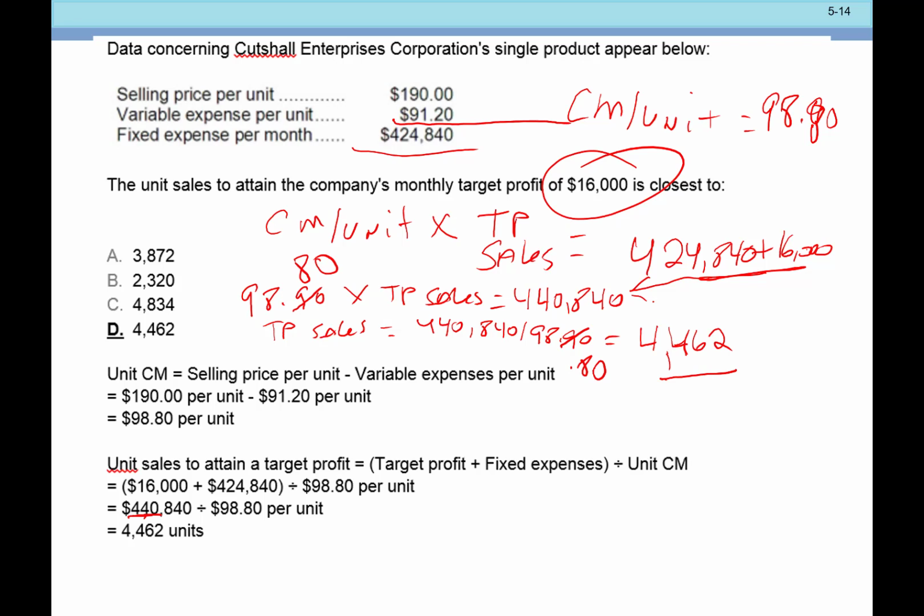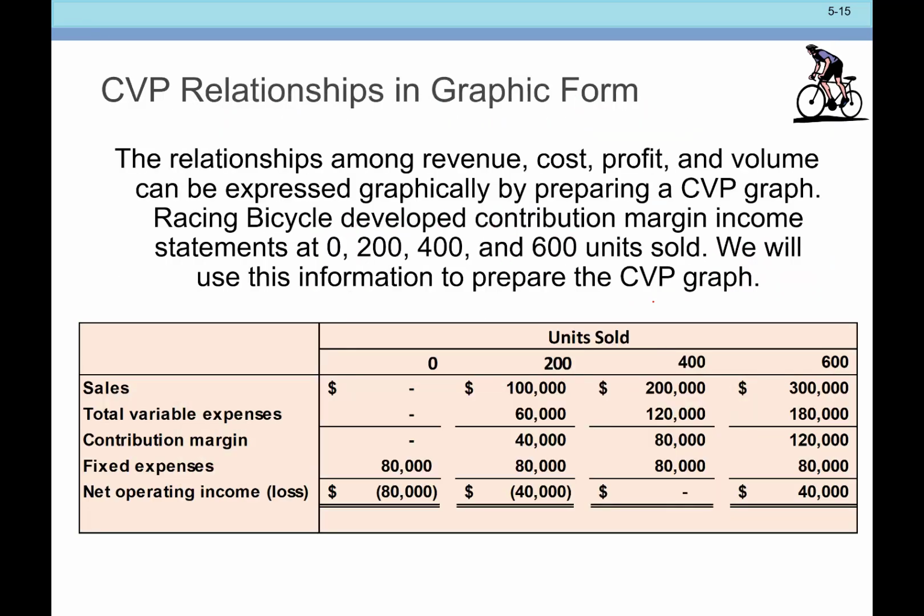Now, what if the number would have been 4,462.1? You still round up because you can't sell a 0.1 of a unit, and you don't break even at 4,461. So for these problems, you always round up, right? Okay, good.